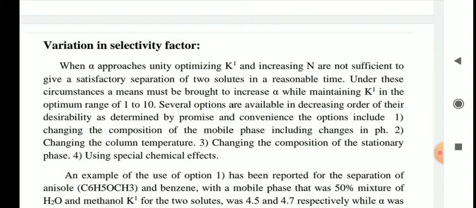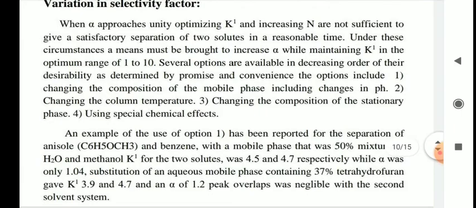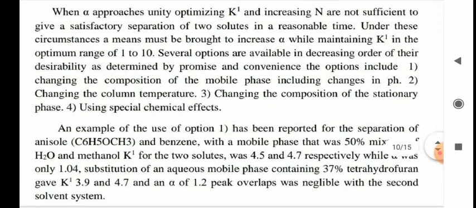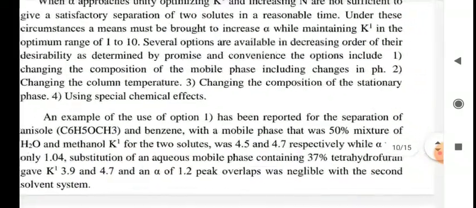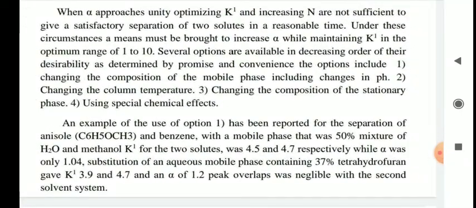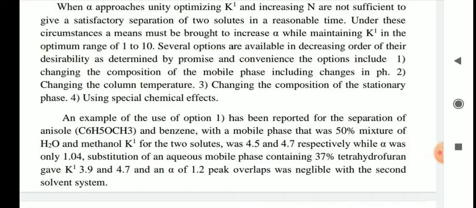The third way by which you can control the alpha value or increase alpha value is by changing the composition of the stationary phase. Change the stationary phase and you can get a better alpha value. This will involve the change in the column, because changing the stationary phase means you have to change the column itself. The fourth way by which you can increase alpha is by using special chemical effect. Let's see the first case, how to change the mobile phase and get better alpha.